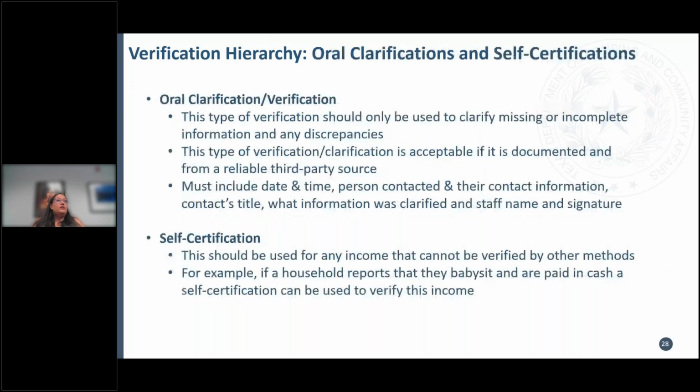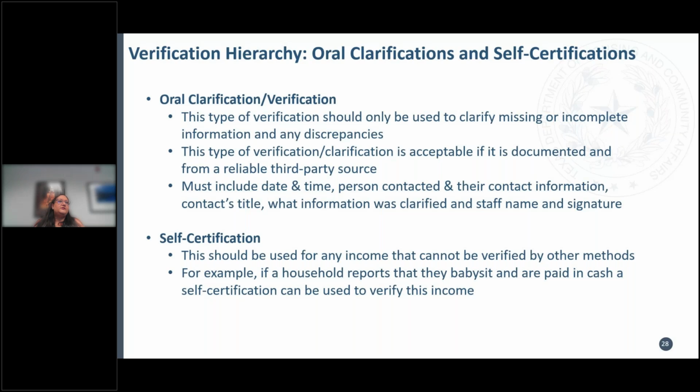Then with oral clarifications or verifications, this should only be used to clarify missing or incomplete information and any discrepancies. This is acceptable if it's documented and from a reliable third-party source. This is the other thing I think I put in the resources up there with the paperclip. This must include the date, time, and person contacted, as well as their contact information and their title, and what was clarified and who clarified it from your property staff and their signature. You want to be sure that's clear and concise, but not necessarily too concise, because sometimes they are a little bit confusing and we're not sure what you called to clarify. But for the most part, you guys do that pretty well.